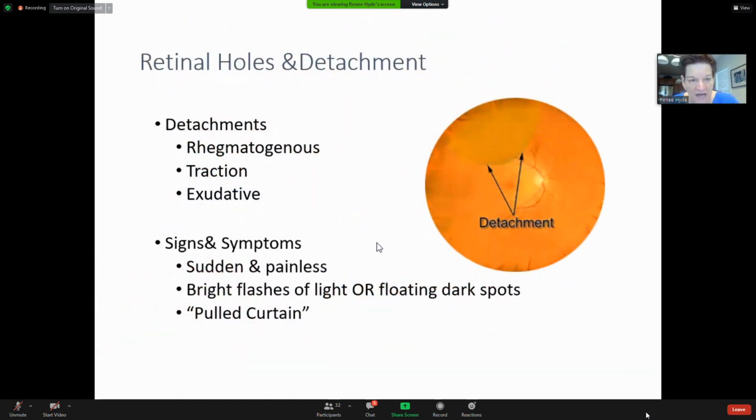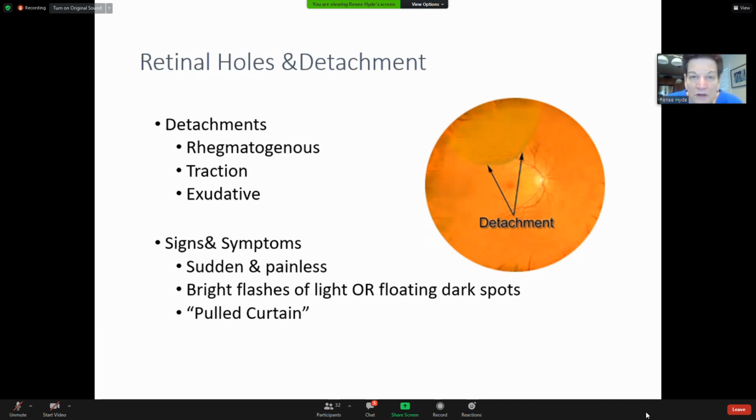Retinal holes or detachments. There's several types. Don't worry so much about what causes those. What you need to remember are the signs and symptoms. With a detachment, you see sudden and painless loss of vision. Typically, patients that detach their retina see a bright flash of light or floating dark spots, like those big floaters. A lot of patients describe it like a pulled curtain.